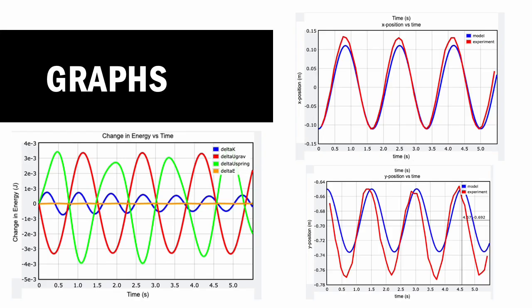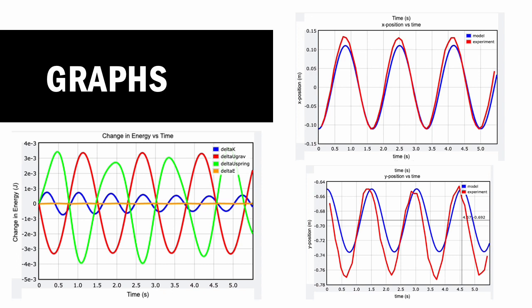Here are the graphs produced from running the GlowScript code. On the right side, the time versus x position and time versus y position graphs are shown. The blue lines represent the model calculated on GlowScript, and the red lines are representative of the experimental data calculated in the tracker software. The model and experimental positions differ due to human error when using the tracker software.